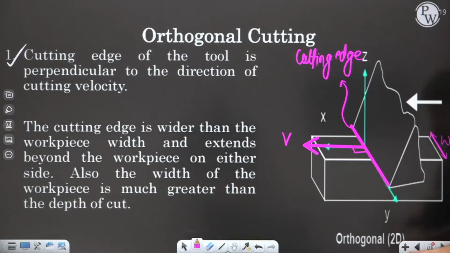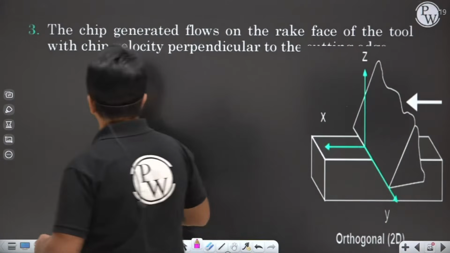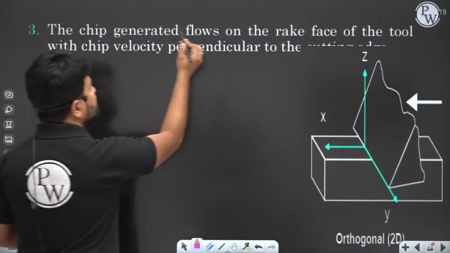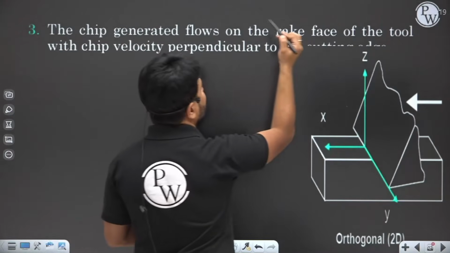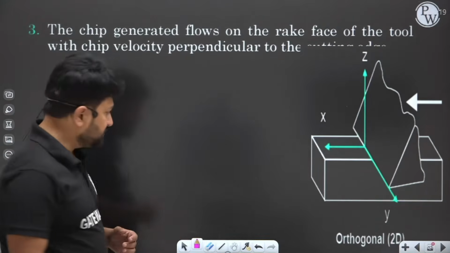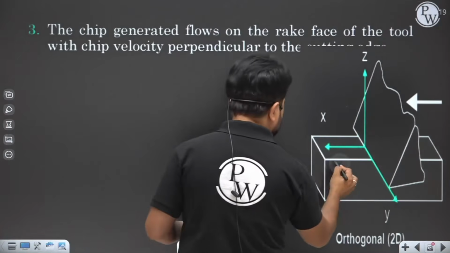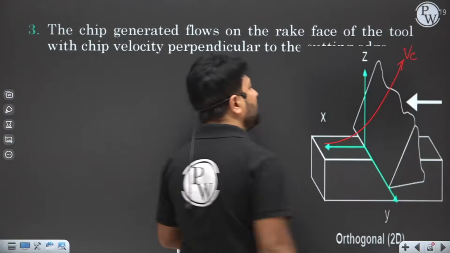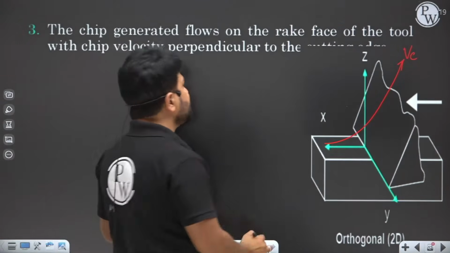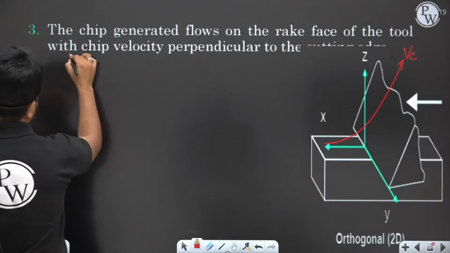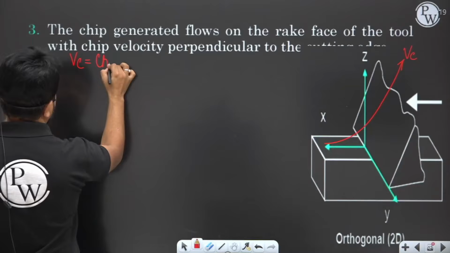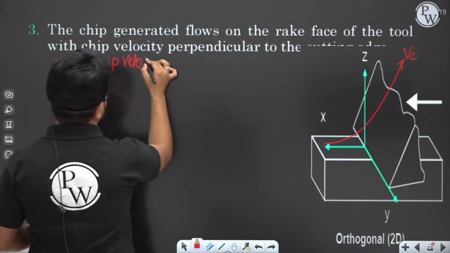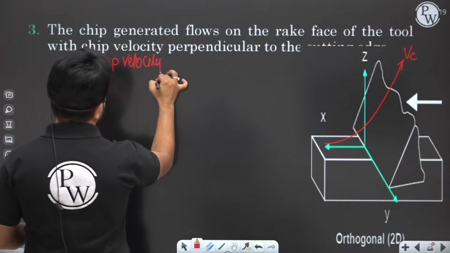Now, let's move to discuss the next assumption. Whatever chip is going to be produced flows on the rake face of the tool. Whatever the chip is, it flows along the rake face of the tool. So VC is the chip velocity.